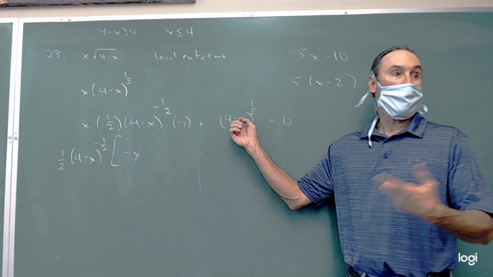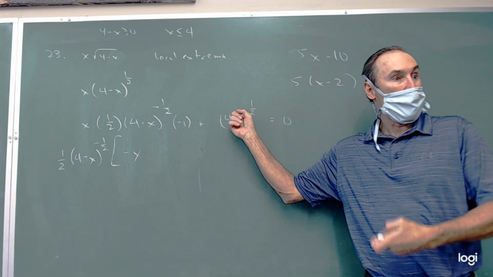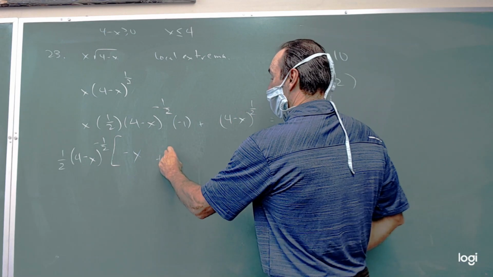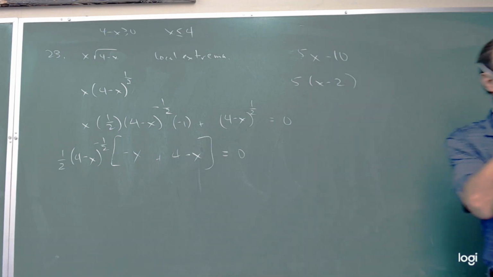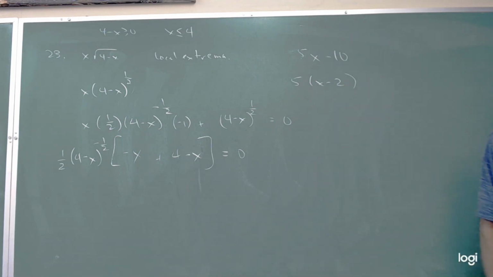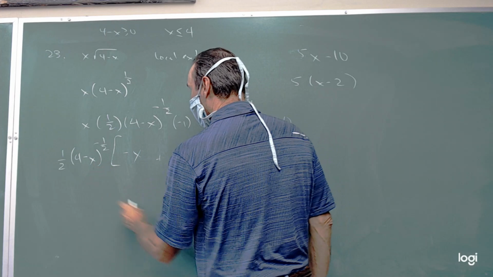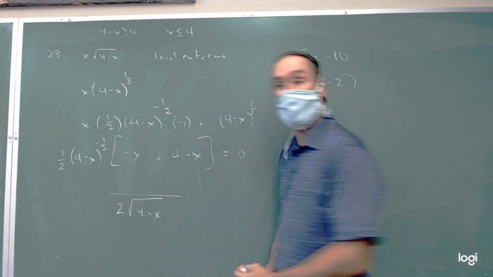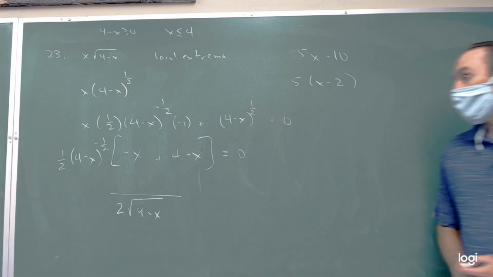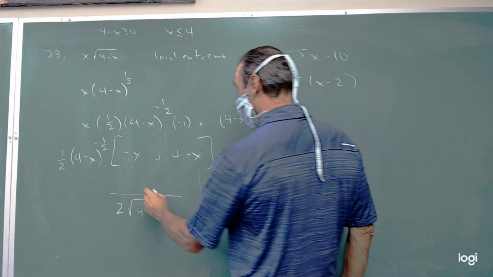And to divide by a -1/2 is to add that exponent. So this is going to just become 4 minus x to the first. And now things are looking good. So this all goes to the denominator. So there's your 2 square root of 4 minus x. And then this we just clean up a little, and it looks like I think 4 minus 2x.